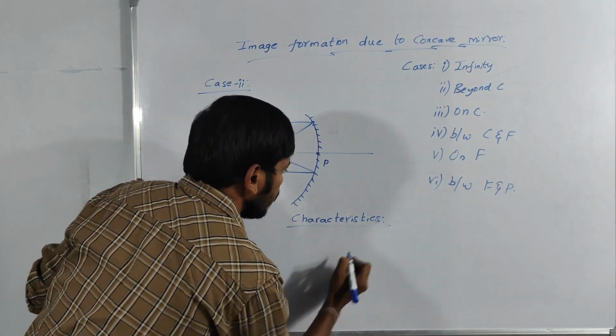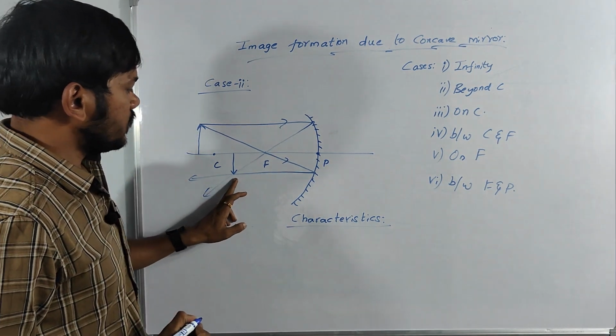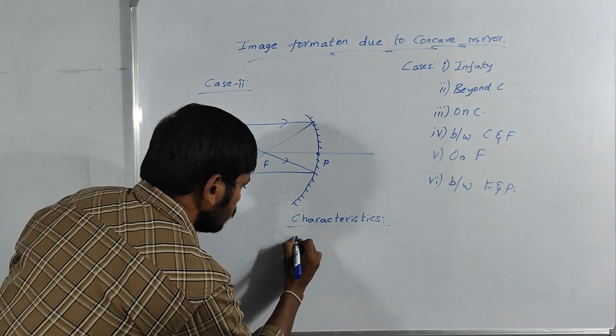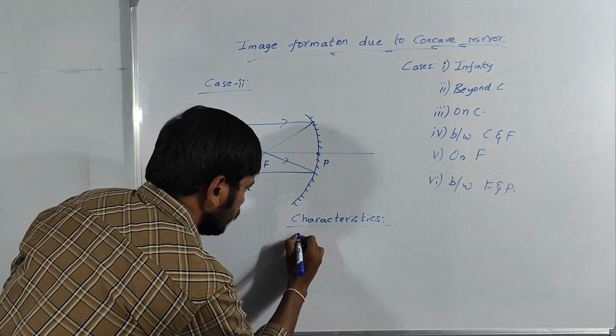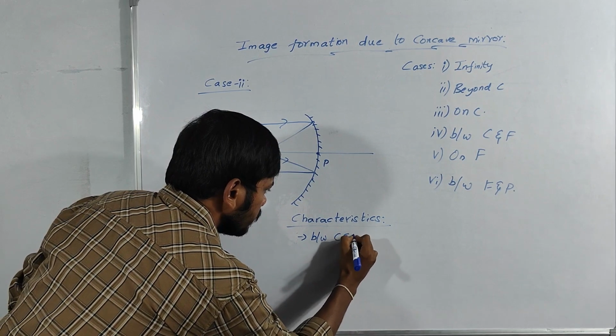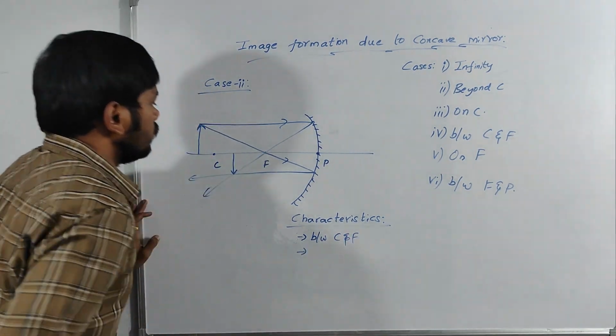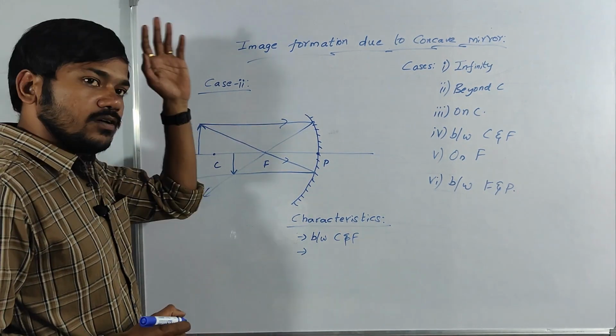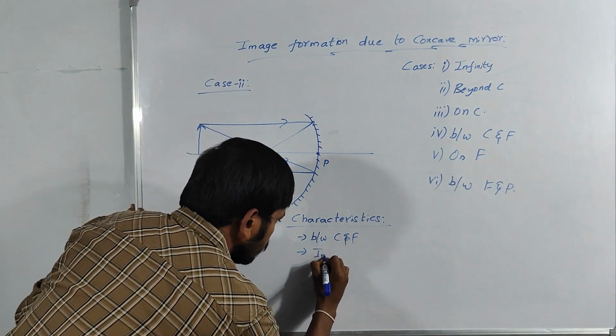Now if you consider the characteristics of this image, how is the image? So where is it formed first? It is formed between C and F. Now how is the image? It is inverted, right? It is not erect, it is inverted.